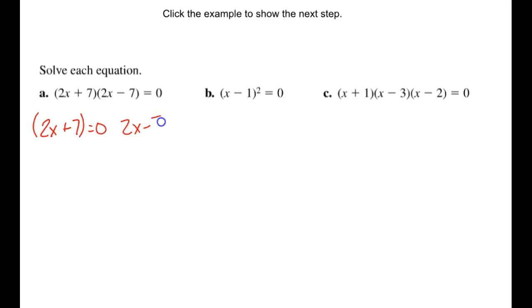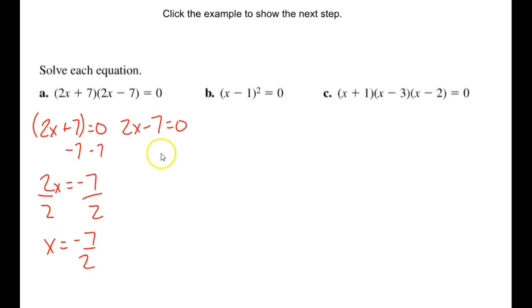So then I have my 2x minus 7 equals 0. So now I solve for my x, so I subtract 7. So 2x equals negative 7, and then I divide by my 2 on both sides, so I end up with x equals negative 7 over 2. So now to solve this second piece, I'm going to add my 7 to both sides. So 2x equals 7, and I divide by 2. So x equals a positive 7 over 2.